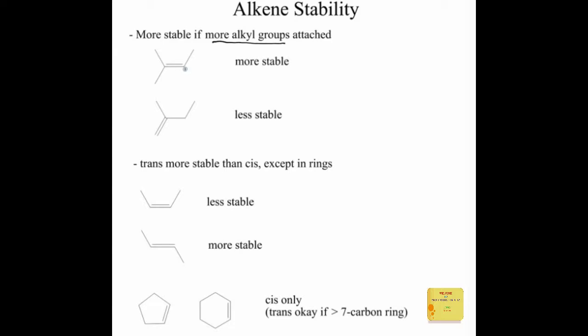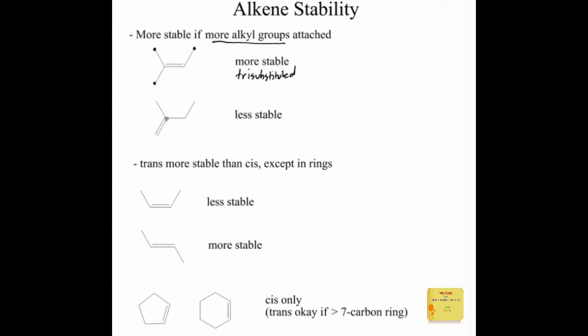So if we take a look at this carbon-carbon double bond, it has a possibility of having four alkyl groups attached. In this case, we have 1, 2, 3 of those positions filled with alkyl groups, so we describe this as being tri-substituted. And we know that that's going to be more stable than this alkene.